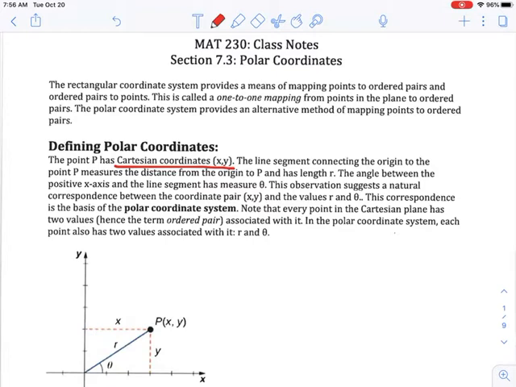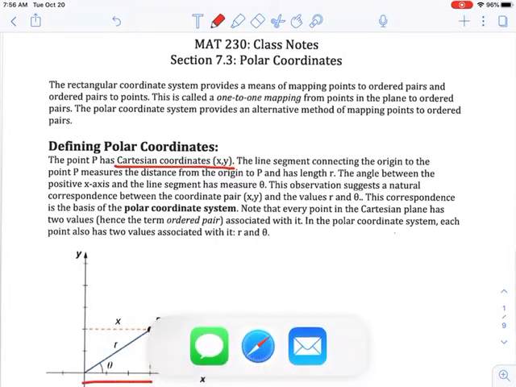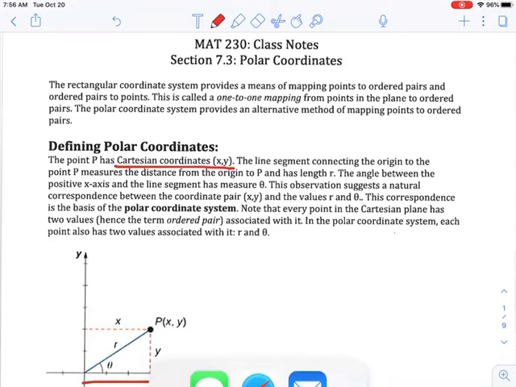If we're using x and y coordinates, we can simply say, well, let's walk so far along the x-axis, and then let's walk so far along the y-axis, until we get to a point P. And so we have the coordinates of P in terms of the coordinates x, y.